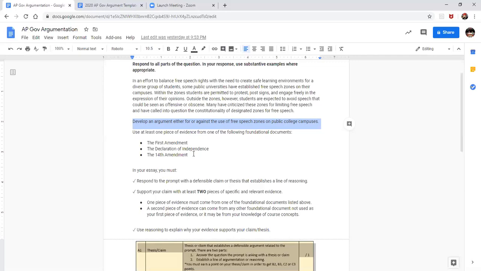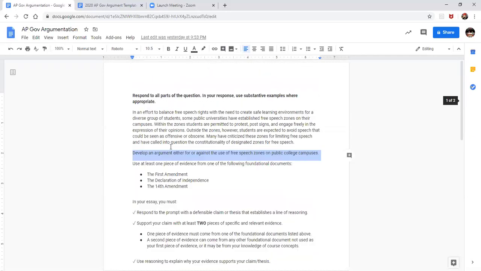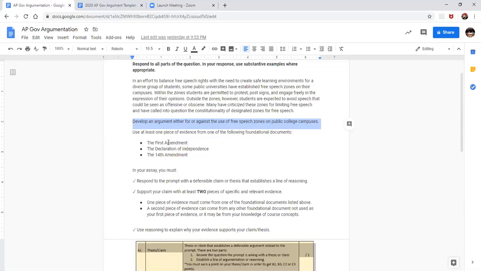Okay, so I have 2 points that I'm going to use, one in my B paragraph and one in my C paragraph. One of them has to come from one of these 3 documents. I can use another one for my second point, but I don't have to. I can't double up, so I can't use the First Amendment twice. But if I wanted to use the First Amendment and the Declaration of Independence, I could. If I wanted to use the Declaration of Independence and maybe a Supreme Court case or another course concept, I could do that as well.